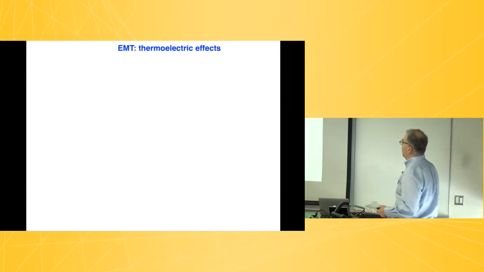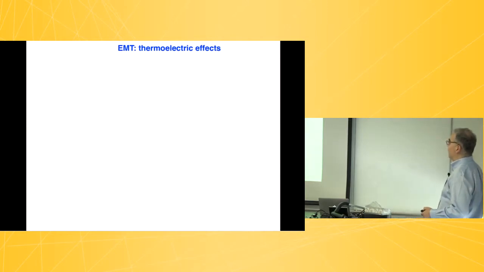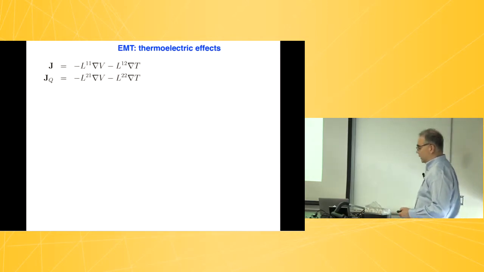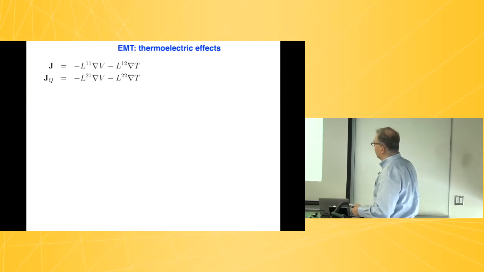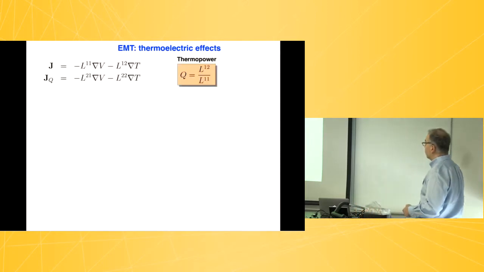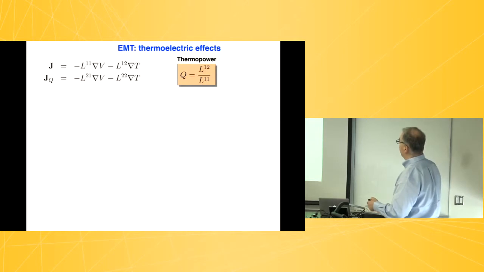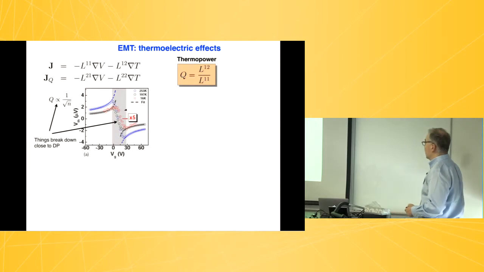We also apply the same technique to calculate thermoelectric effects. In this case, again from a standard textbook, J is the current, gradient of V is the gradient of the electrostatic potential, and this is temperature. These are the linear coefficients. This one is the conductivity, this one is the thermal conductivity, and these two off-diagonal terms give the Seebeck coefficient. We call it Q, the thermal power, the ratio between L12 and L11, the conductivity.